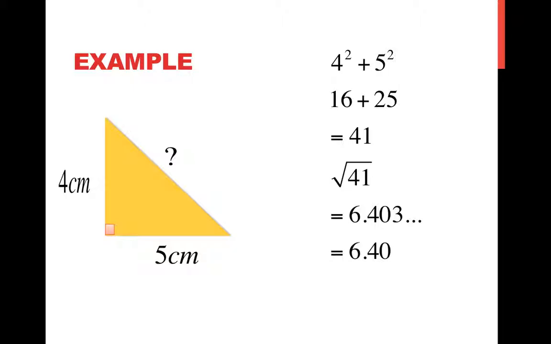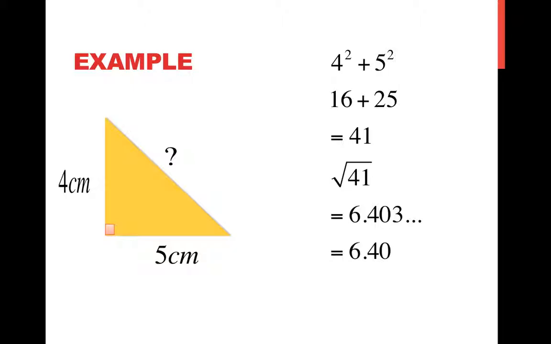Now that is c squared, so we need to square root it. So we get the square root of 41, which is 6.4, and it continues, but we've put our answer to 3 significant figures, so it's 6.40. And put your units in, because I forgot, so put your units in, centimetres, and you should get the marks.